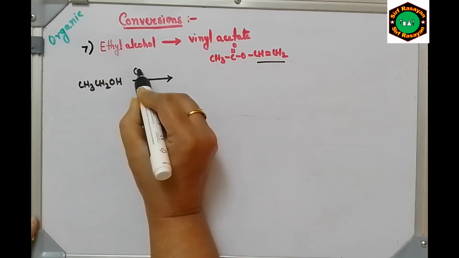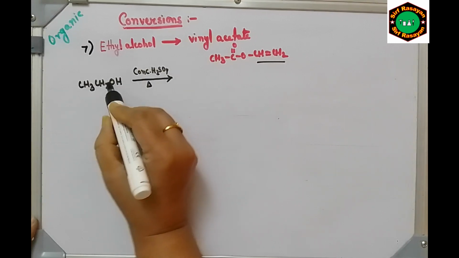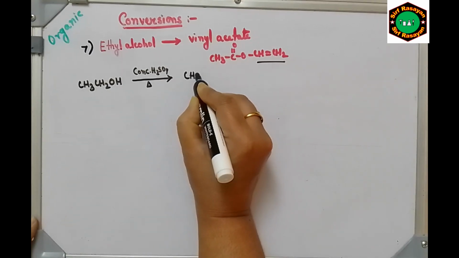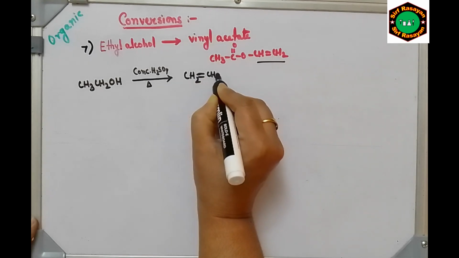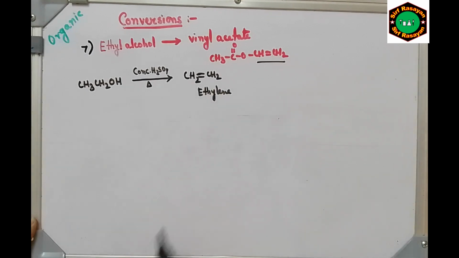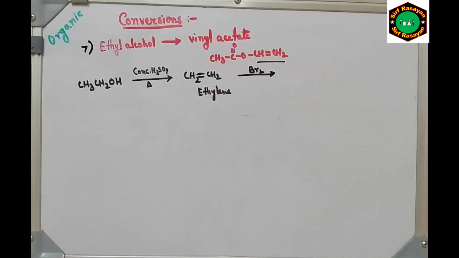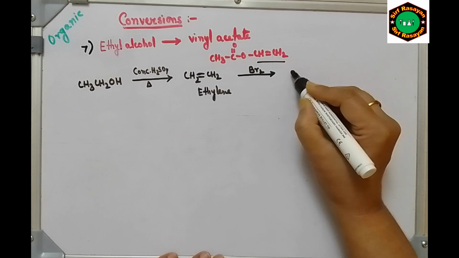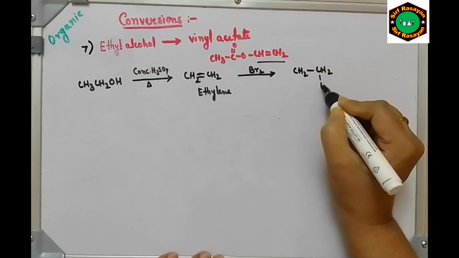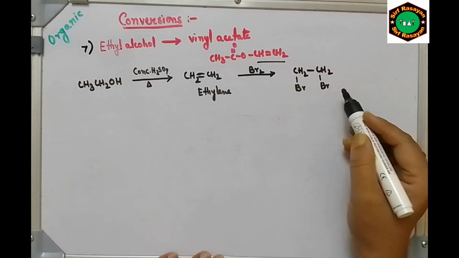Dehydration reaction by concentrated H2SO4. If you heat it with conc H2SO4, removal of water will take place. From here OH, from here H, we will get ethylene or ethene. Okay. Now if you do bromination here, bromine will add across the double bond. You will get CH2, CH2, Br, Br, means ethylene dibromide we are getting.